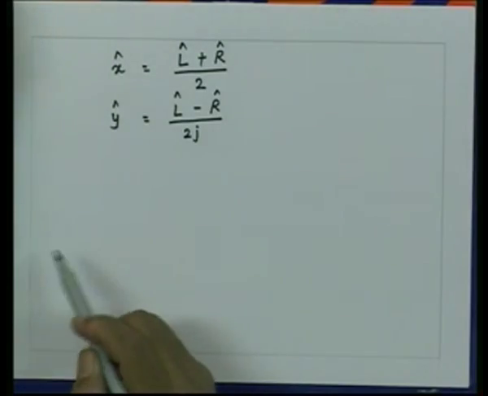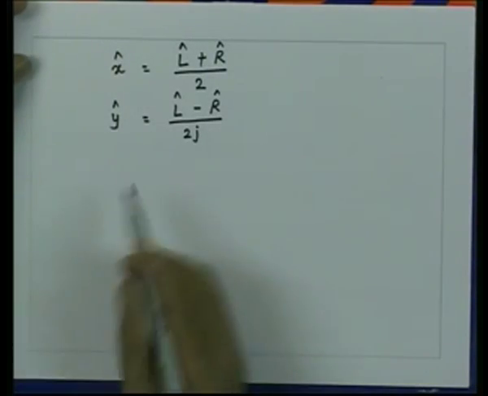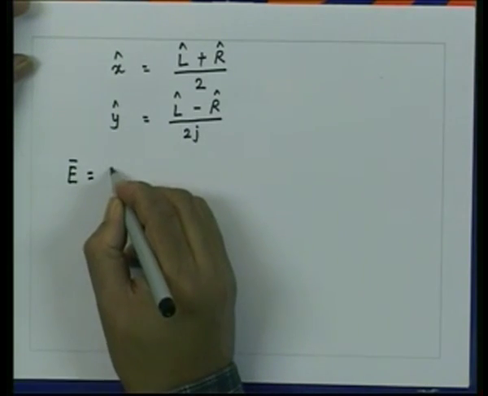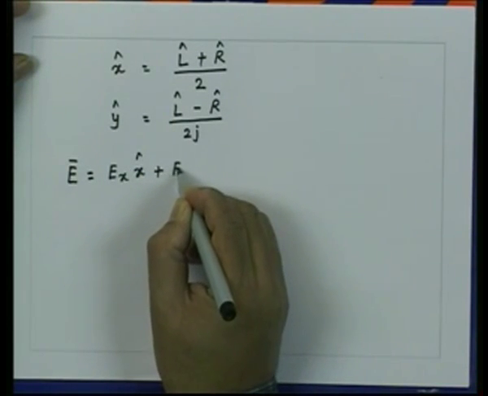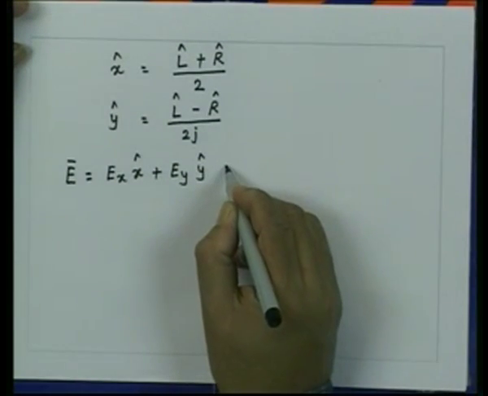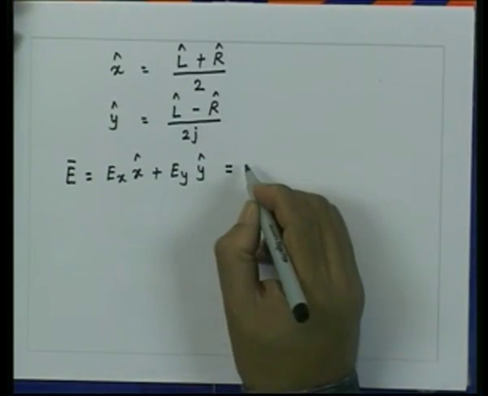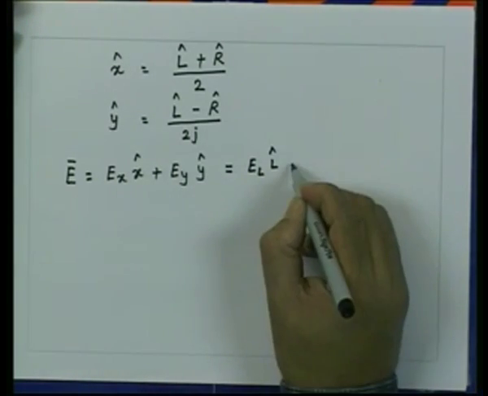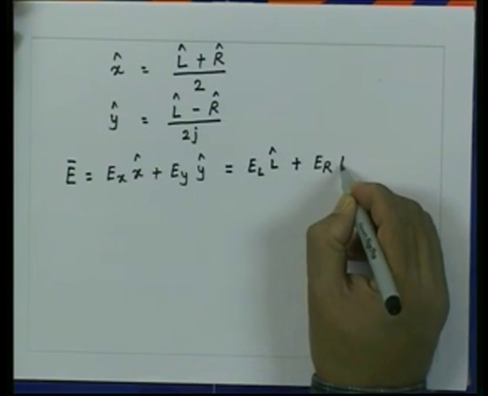Now, if we consider the electric field, we can represent the electric field either by the unit vectors which are r and L, or we can represent it in terms of x and y. So, any electric field can now be represented as E x unit vector x plus E y unit vector y, or equivalently represented by the unit vectors L and r. So, let us say the amplitude for that is E L and the amplitude for the right handed component is E r, unit vector r.